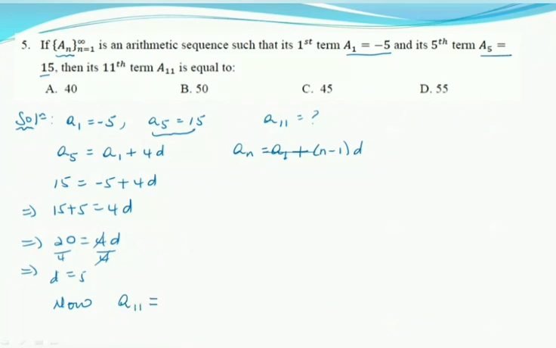So now we can completely determine the 11th term. The 11th term is the first term plus 11 minus 1 times d, but the first term is minus 5, plus 10 times the common difference, which is 5. So this is minus 5 plus 50, which is positive 45. So the 11th term is positive 45.